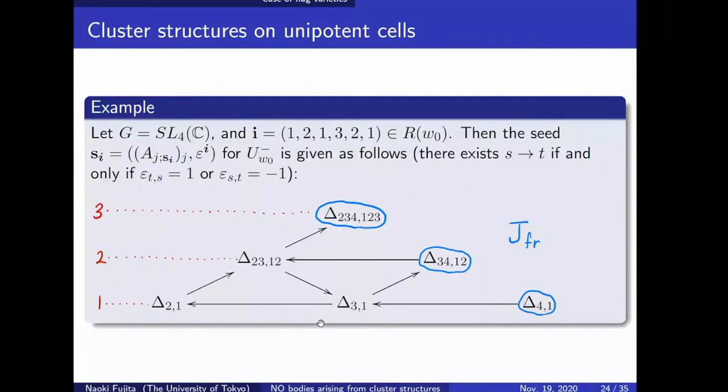Let G equal SL4 and i equal 1, 2, 1, 3, 2, 1. Then the corresponding seed S_i is given by such a quiver. The vertices 1, 2, 3 correspond to indices in this word, and the vertices are arranged with respect to this word i. Since i is 1, 2, 1, 3, 2, 1, the minors are arranged as 1, 2, 1, 3, 2, 1. Then the rightmost vertices correspond to frozen variables, and the other three minors give unfrozen variables.